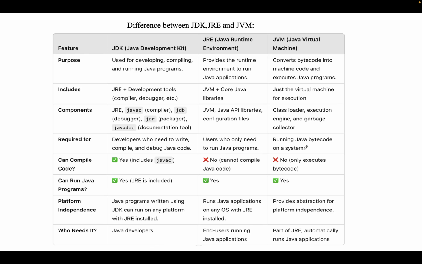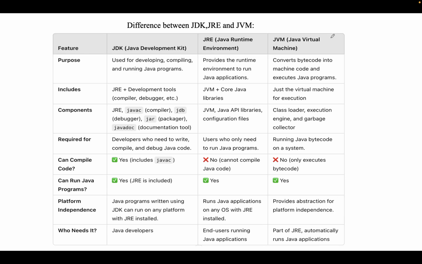The JVM runs Java bytecode on a system. Can it compile code? No, it only executes bytecode because it doesn't have a compiler. Can it run Java programs? Yes, obviously. Platform independent: Java programs written using the JDK can run on any platform with the JRE installed. It runs Java applications on an OS with the JRE installed and provides abstraction for platform independence.